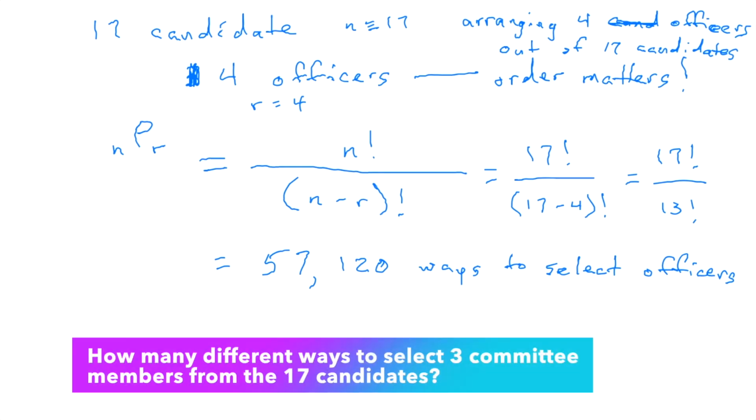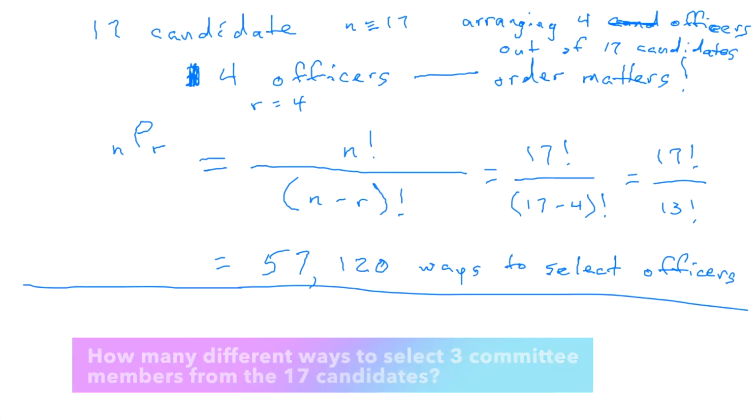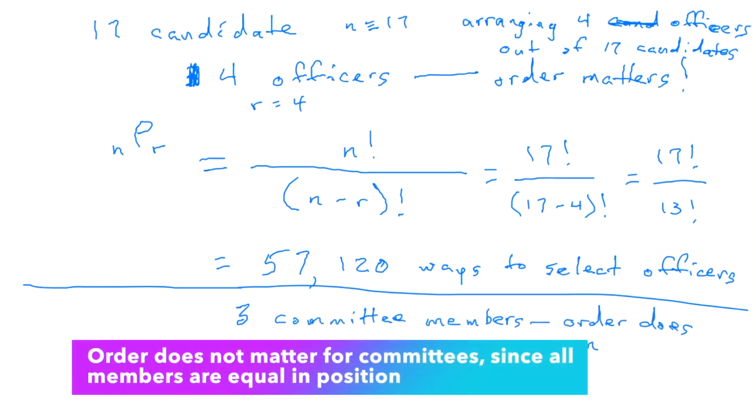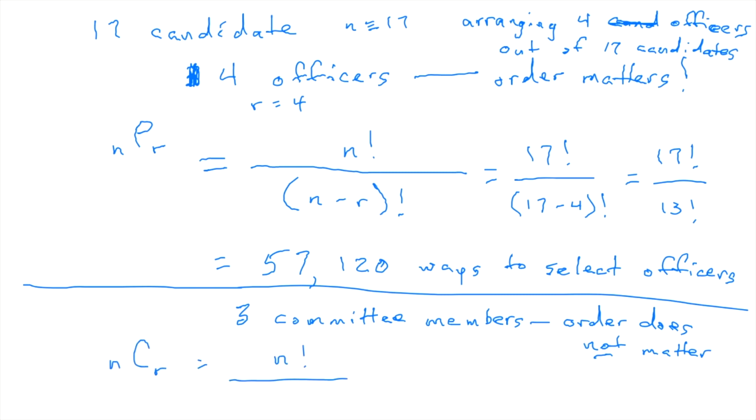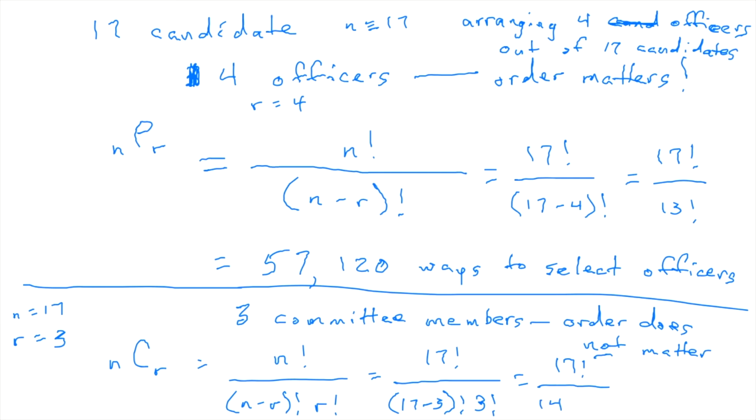How many different ways can you select the committee? And so here we go. We have 3 committee members. Order does not matter, right? Because there are 3 members on the committee. They sit around a round table and they do their stuff. This is nCr, and our formula is n factorial over n minus r factorial times r factorial. And here, n is 17, and r is 3. So I do 17 factorial divided by 17 minus 3 factorial times 3 factorial, which is 17 factorial over 14 factorial times 3 factorial.